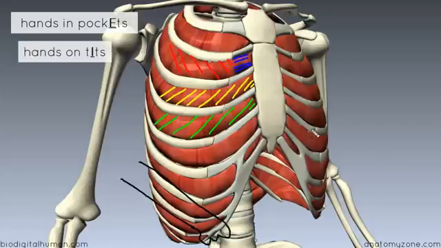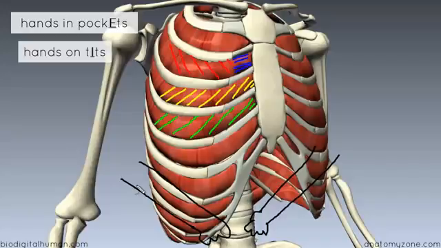pretty crappy drawing, but it's the best I can do, unfortunately. So this is the forearm, and this is the hand, and this is the sort of angle your forearms would be if they were in your pockets. So pockets has the letter E in it, so this is the direction the external intercostal muscles would be oriented.